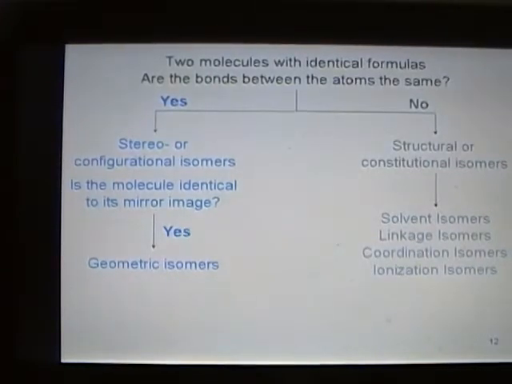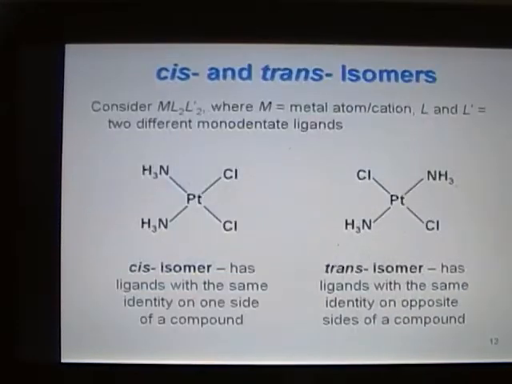So we've looked at all the different types of structural or constitutional isomers. We now need to focus on molecules with identical formulas that have the same bonds between the atoms. Those are known as stereo or configurational isomers. The question is, is the molecule identical to its mirror image? If so, that is a geometric isomer.